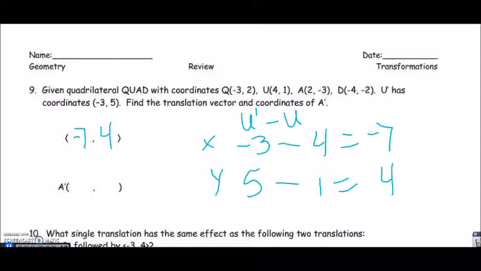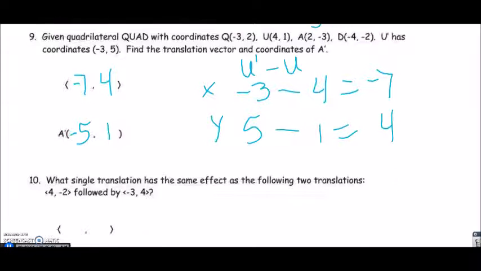And so to find your A prime, you're going to say 2 minus 7, and you're going to say -3 plus 4. So you're going to have (-5, 1) for your new point for A.